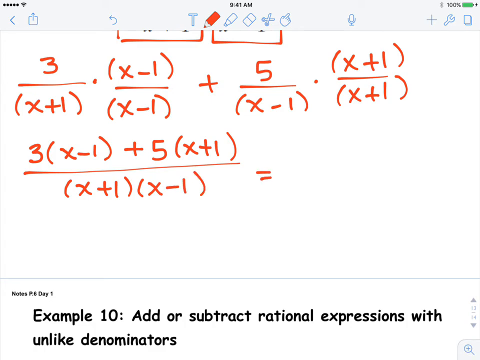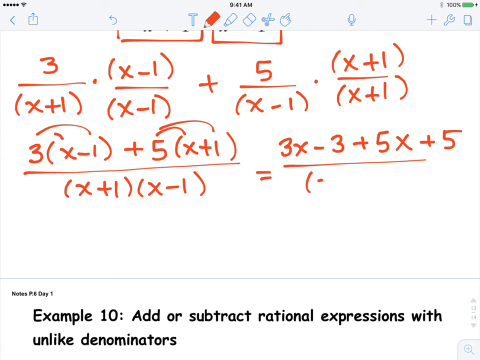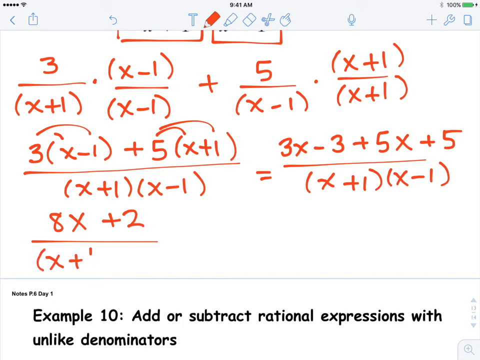Now we're going to simplify the numerator. We're going to distribute the 3 and the 5. So we're going to get 3x minus 3 plus 5x plus 5 over that same denominator. Combine like terms, 3x plus 5x is 8x. Negative 3 plus 5 is positive 2 over x plus 1, x minus 1.